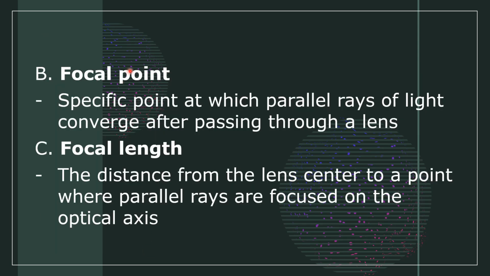Next, you have your focal point. Your focal point is the specific point at which parallel rays of light converge after passing through a lens. And then your focal length is the distance from the lens center to the point where the parallel rays are focused on the optical axis. Okay, and so you have another definition for this.